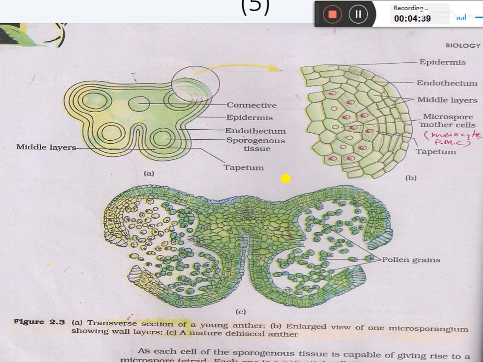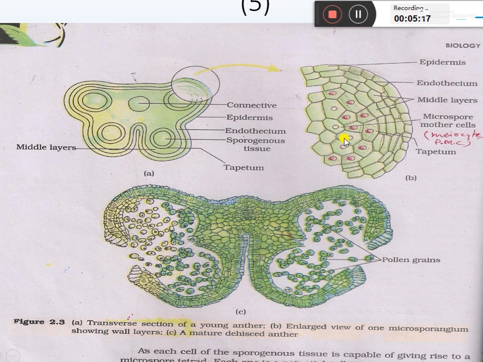This is the cellular structure of the microsporangium. This is the TS of the microsporangium. The outermost layer is the epidermal cell. Then the endothecium. This endothecium has one point where it bursts out. This is called the operculum. The middle layers and the tapetum are utilized during the development of these pollen grains.